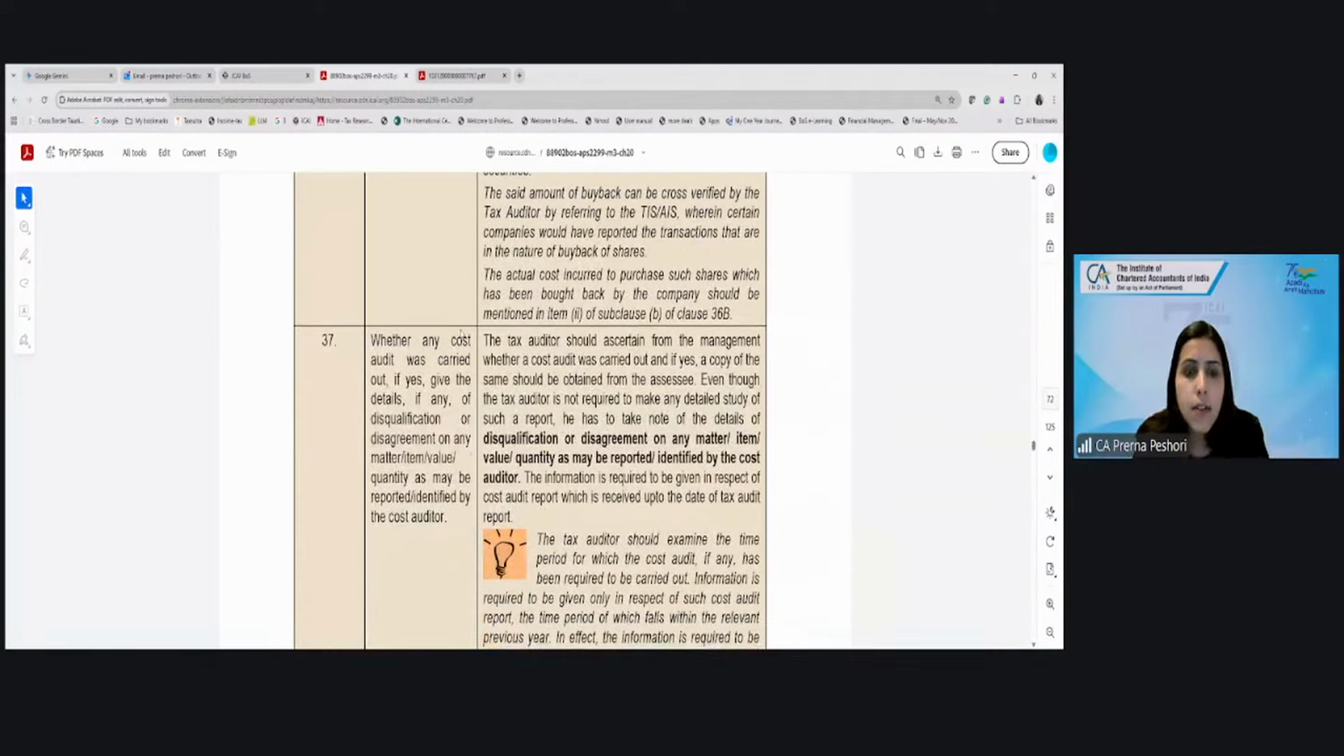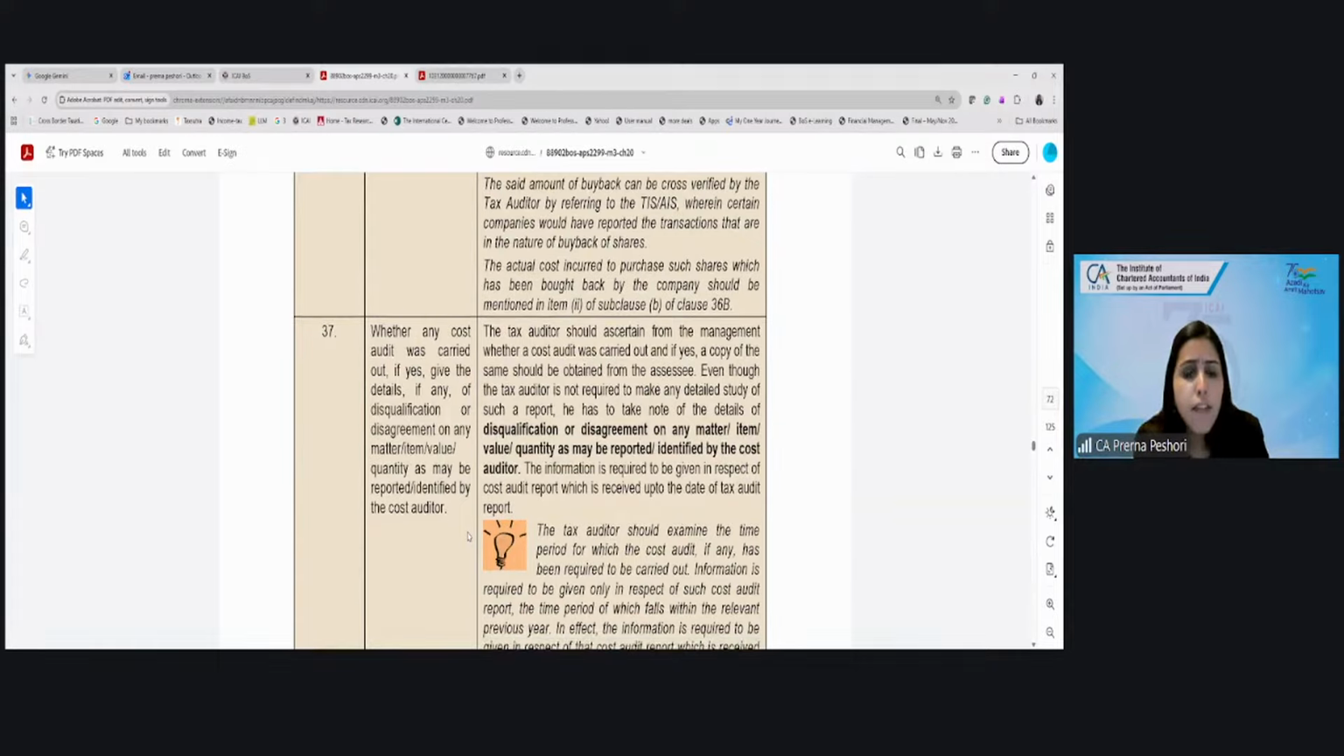Next is clause 37. Whether any cost audit was carried out. If yes, give the details, if any, of disqualification, disagreement on any matter, item, value, quantity as may be reported or identified by the cost auditor. Now, how will the tax auditor know whether the cost audit has been carried out? He should ask the management whether there is a requirement to carry out one, and if yes, ask for a copy of the same. The tax auditor is not required to make any detailed study of such a report. He has to just identify any disqualification or disagreement which is there and mention it over here.